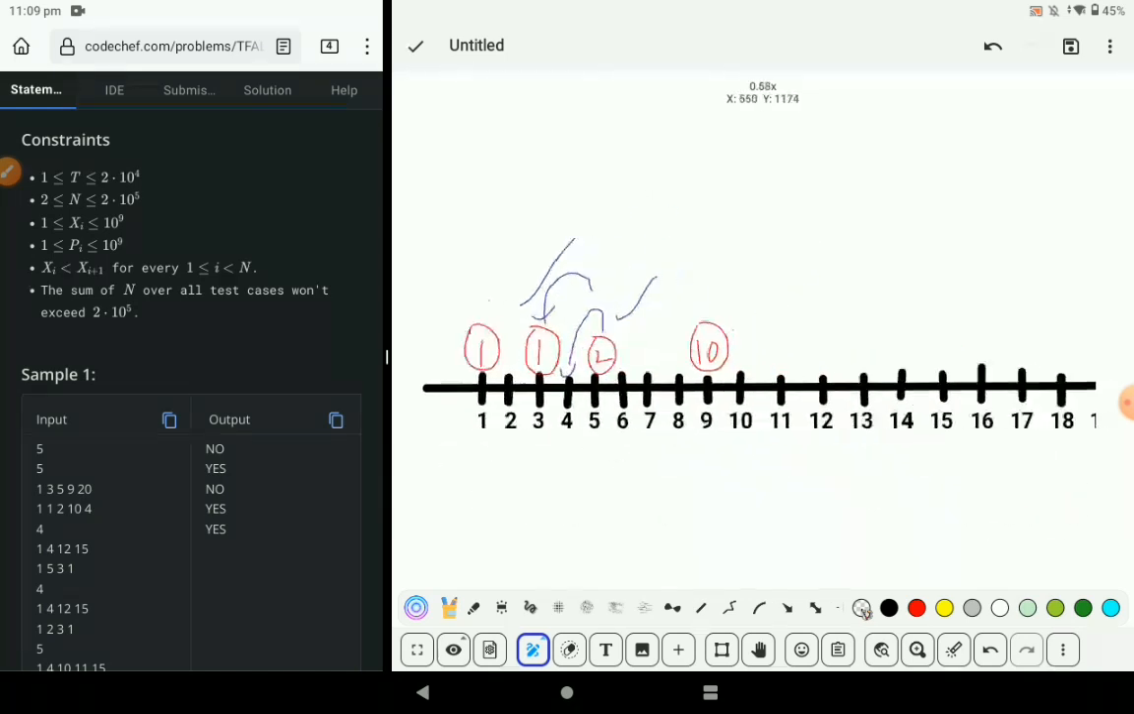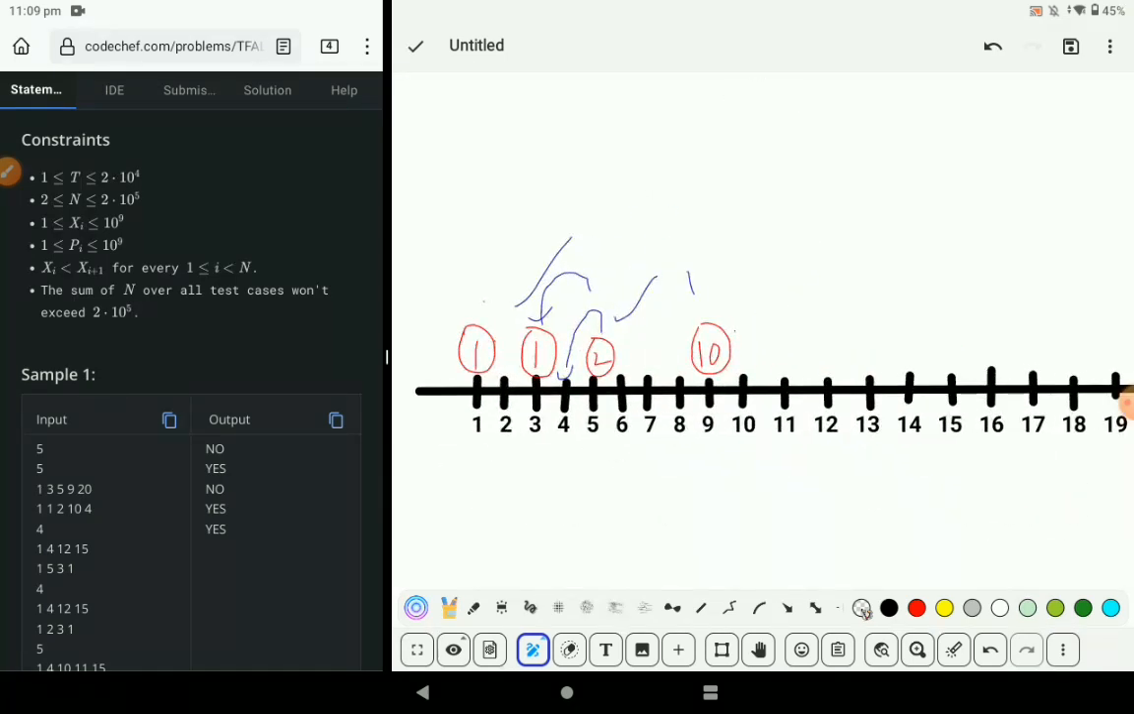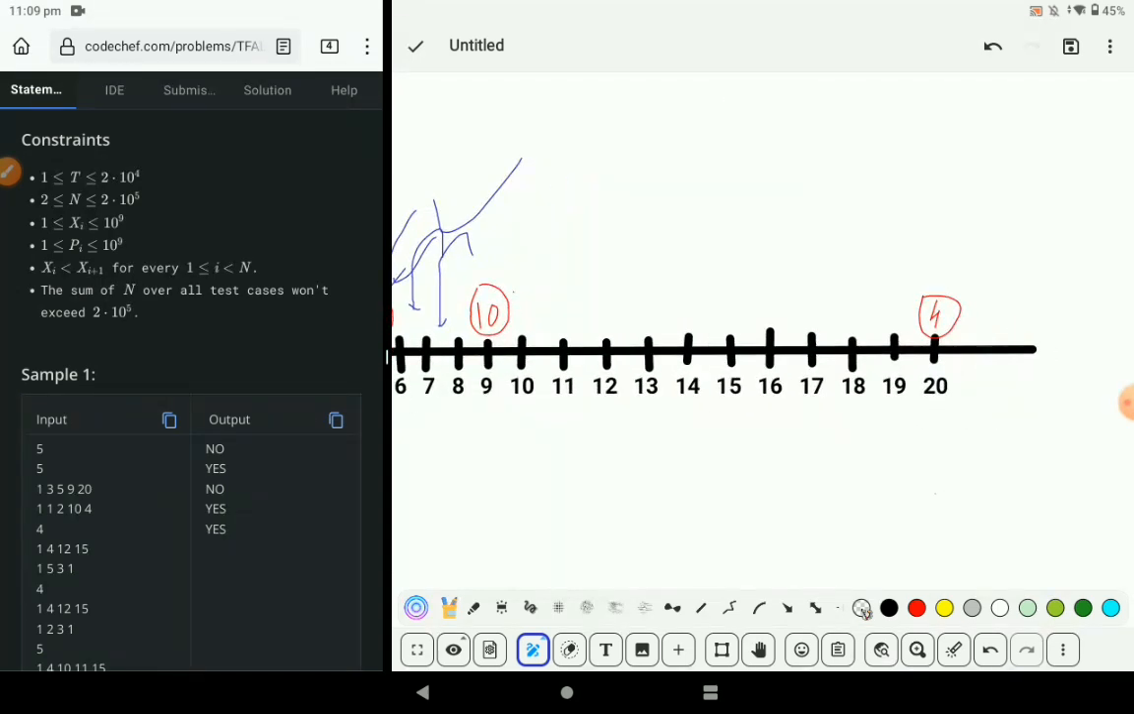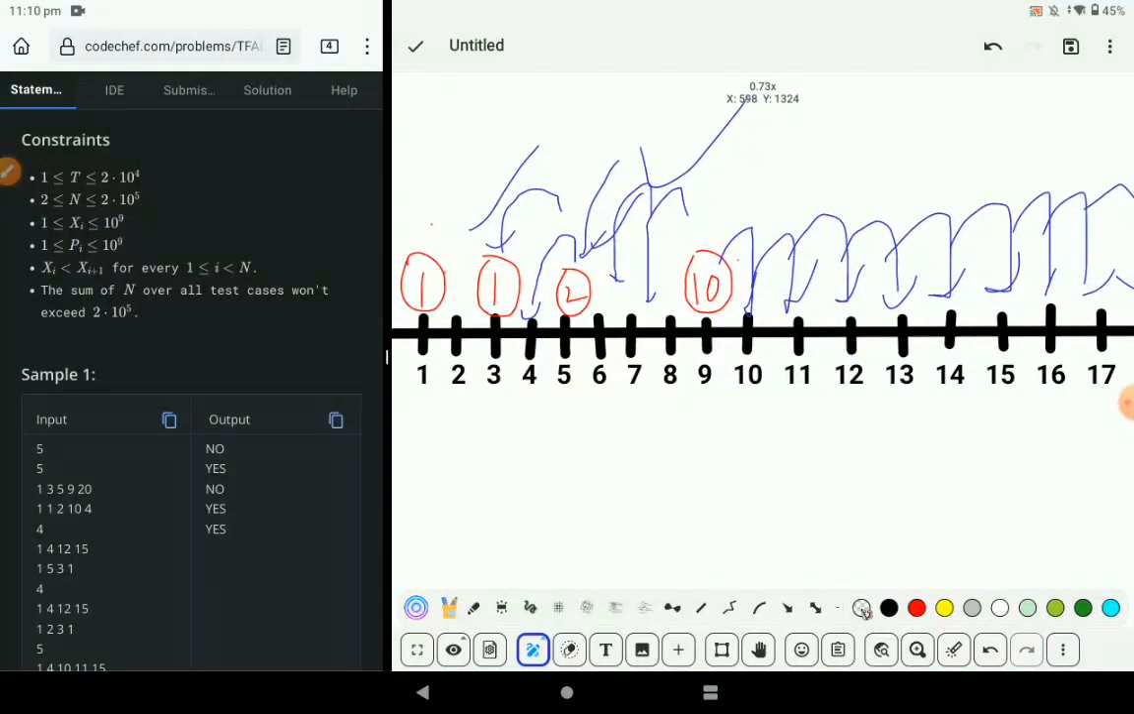Also the fourth ball is able to activate the third ball. At last, the fifth: let's see, 1, 2, 3, 4, 5, 6, 7, 8, 9, 10. So basically it's not able to activate the fourth ball. So as we are able to see, only three balls are able to be activated. Not all balls are activated, so its output will be no.